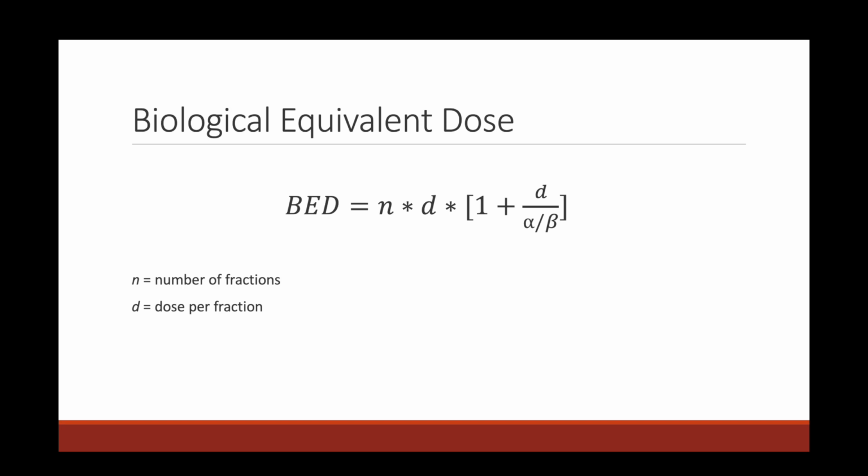giving to different tissues. And it's important to keep in mind that for the same dose of radiation, the biological equivalent dose to the spinal cord versus the head and neck cancer is very different, right? Because they have different alpha-beta ratios. So even if you're using the same dose per fraction and the same number of fractions for the same overall total dose, the biological equivalent dose to those tissues will be very different.